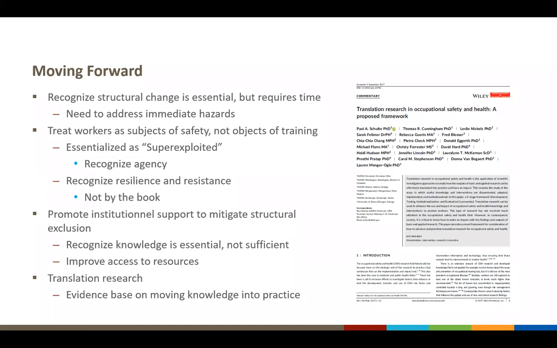As I mentioned also before, it's promoting the idea of institutional support to mitigate structural exclusion, right? That knowledge is essential, but not enough. Workers need access to institutions and help overcoming the structural barriers that many of them face to a safe, healthy working environment. And then translation research, right? We need to develop an evidence base on what are the most effective ways of moving knowledge to practice for different groups of workers that address specific health inequities.